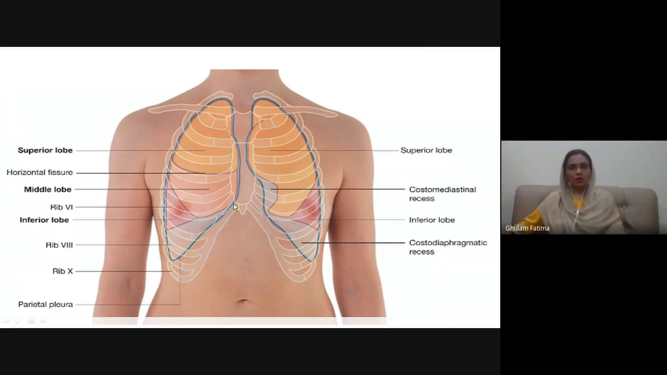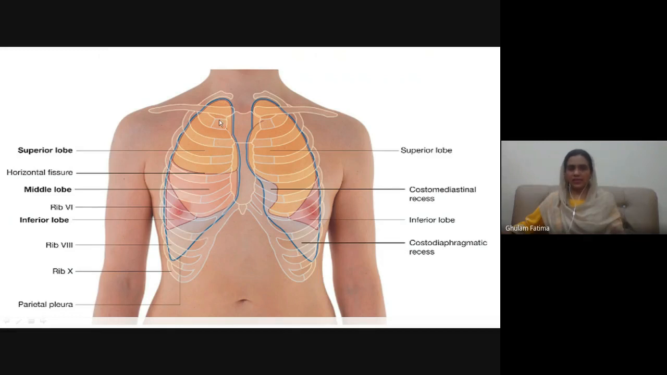Now coming towards the overall margins of your lungs. The upper margin of your lung lies 2 to 3 centimeters above the clavicle. Please remember that. The lower margins are variable. In the midclavicular line on the front side, the lower margin of the lung coincides with the sixth rib.